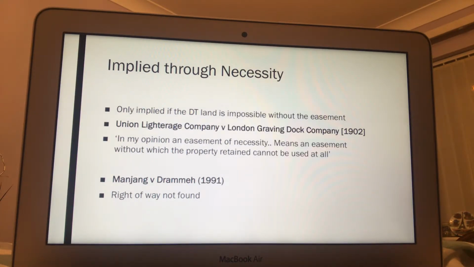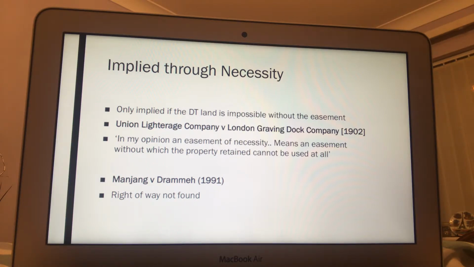The first method is called implied through necessity. The courts will only imply the easement if the dominant tenement land is impossible to use without the easement. This was highlighted in the case of Union Lighterage Company v London Graving Dock Company, 1902. As the judge stated, in my opinion, an easement of necessity means an easement without which the property retained cannot be used at all.